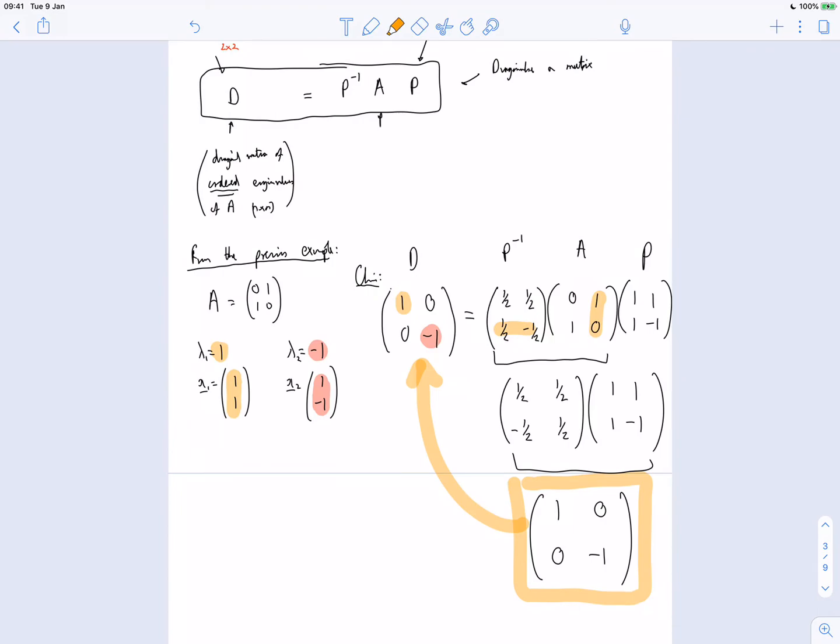Now, on your calculators, you have the matrix function built into the Casio CG50 and the Casio FX991EX.